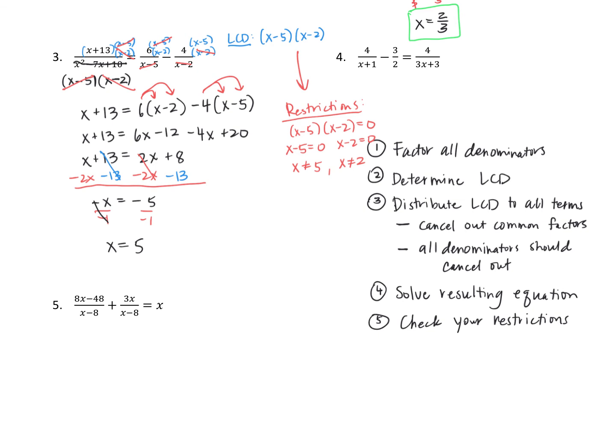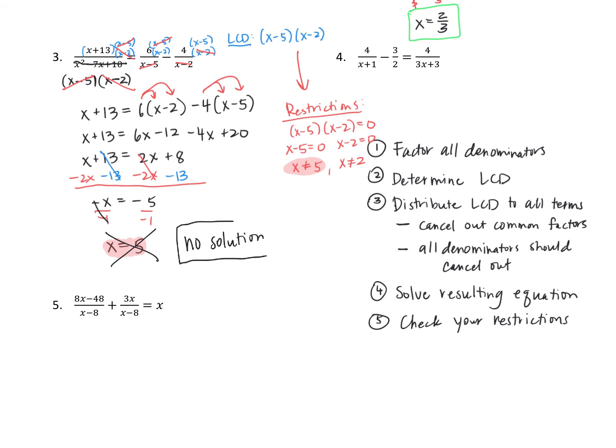Notice your restriction here, x cannot be 5. But what did we just say was the answer? We got 5. This is a contradiction. So this is not a valid solution because it's on our list of restrictions. So if our solution is actually a restricted value, then we have to say that there is no solution.